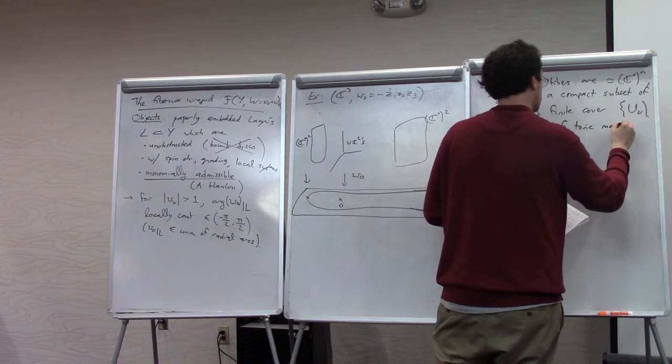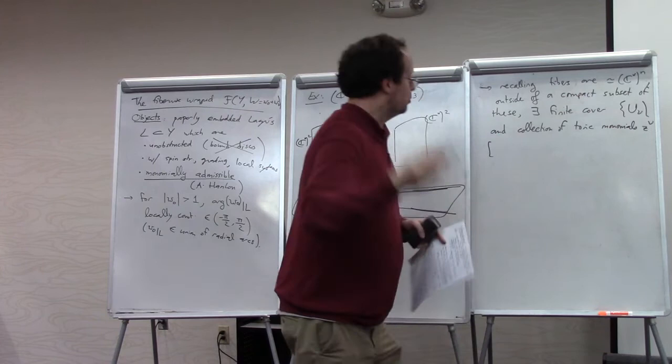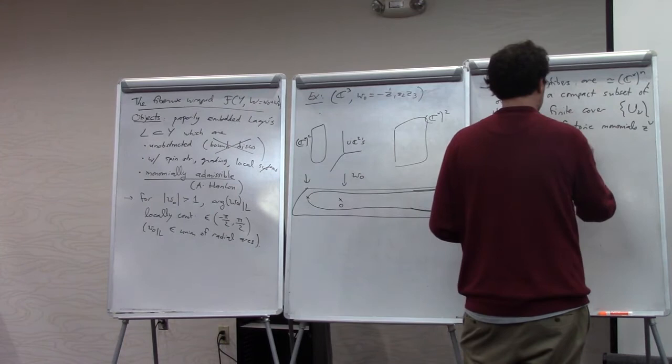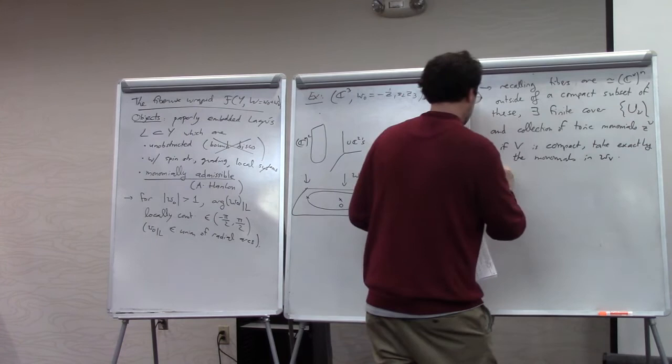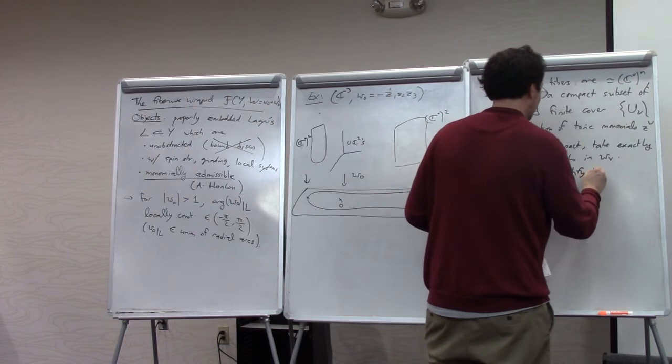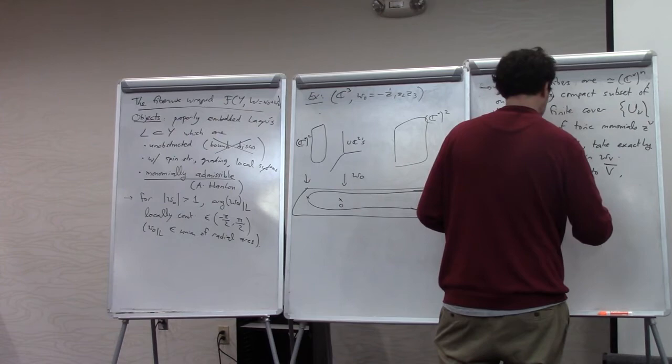So, where do these monomials come from? If V is compact, we take exactly the monomials in W sub V. If not, compactify to some V bar and take the terms that would appear in that one.